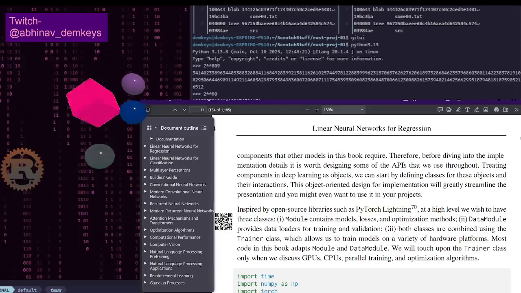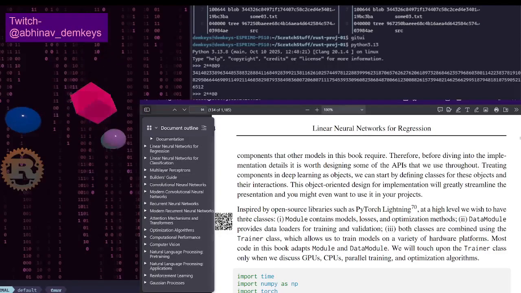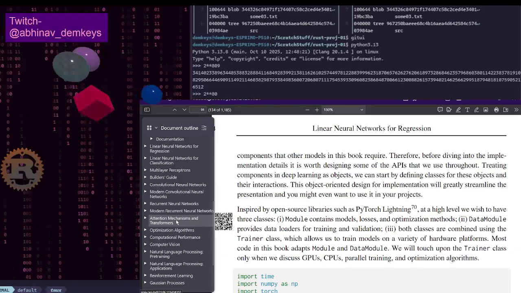Anyways, in terms of different types of models and architectures, it covers convolutional neural networks, so CNNs, then modern CNNs as well, whatever that means, then RNNs, recurrent neural networks, then modern RNNs, again, whatever that means. Then it covers attention mechanisms and transformers. That's what I'm aiming to eventually be able to do.